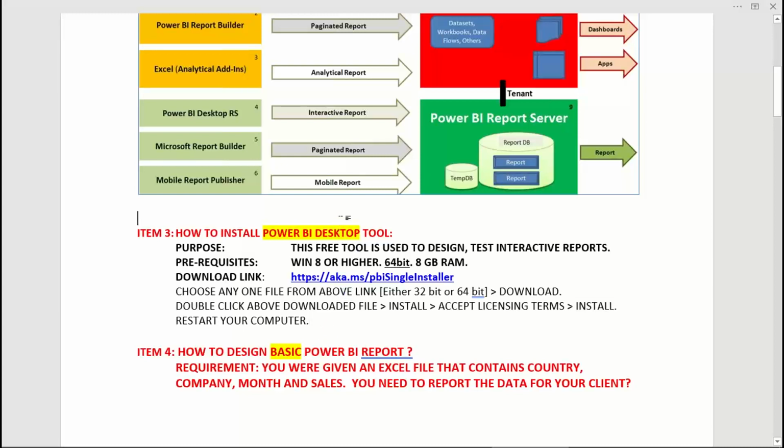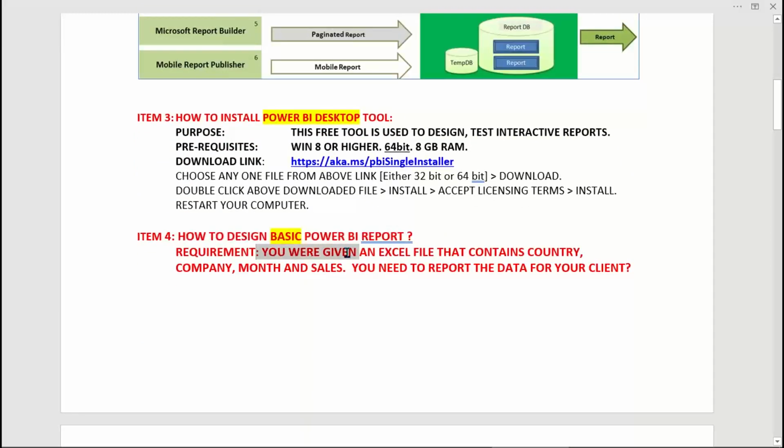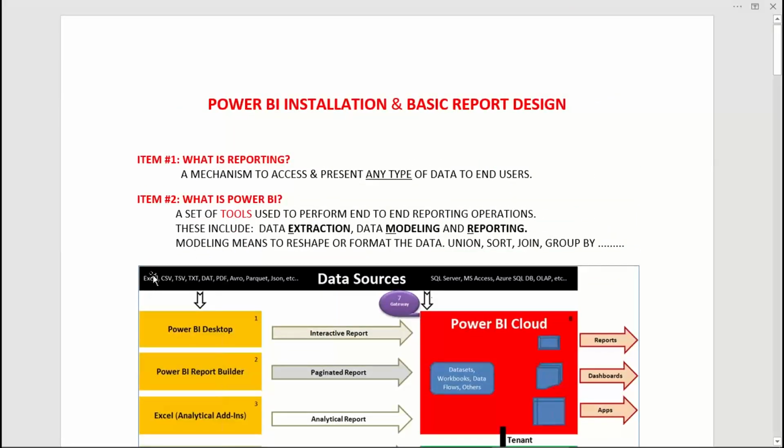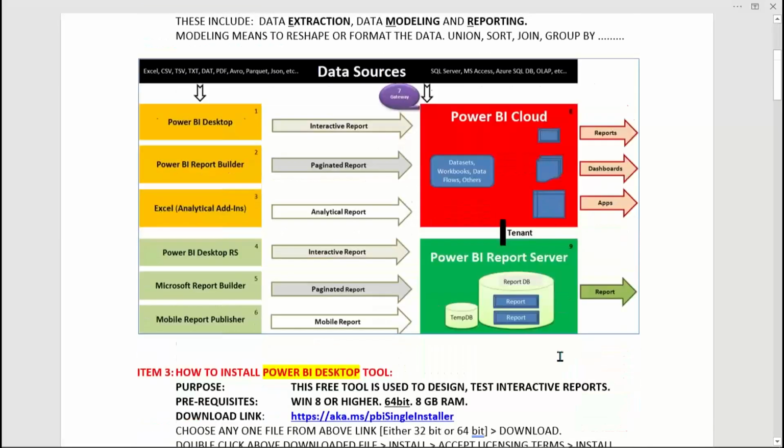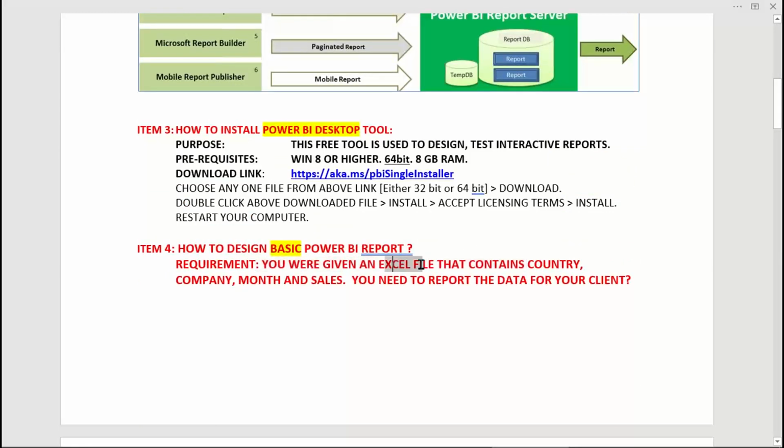Now our actual requirement, how to design basic Power BI report. Requirement, you are given an Excel file that contains the data source. It's an Excel file now. We'll go in this order step by step. We'll start with Excel source, then CSV, then TSV, so on. We'll go in this order as per the lab plan you received from the demo class notes. Let's have the Excel source first for today's class. You will be given an Excel file that contains country, company, month, and sales. You need to report the data for your client.